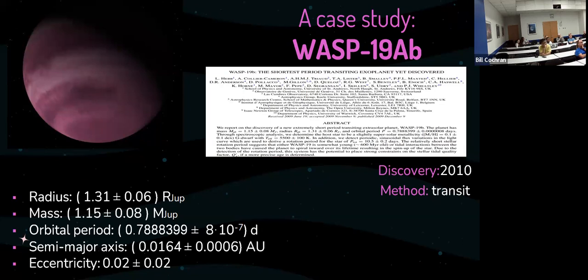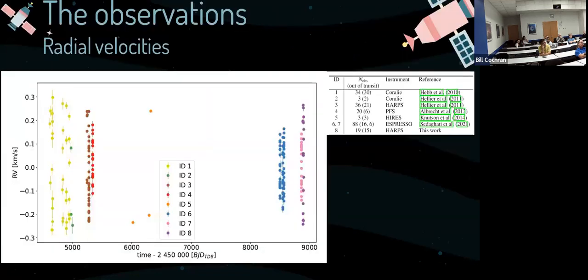So WASP-19b was discovered in 2010 through the transit method. This is the discovery paper, and it's perfect for us because of its mass, which is big enough, its orbital period, which is short enough, and its semi-major axis that makes it really close to the star. We expected some tidal interaction that can be measured. And this was the case.